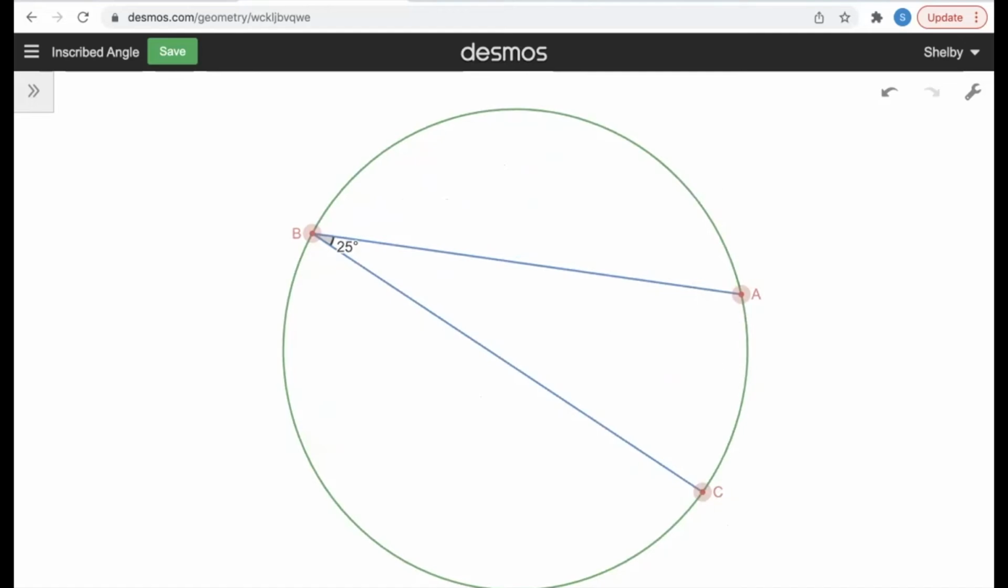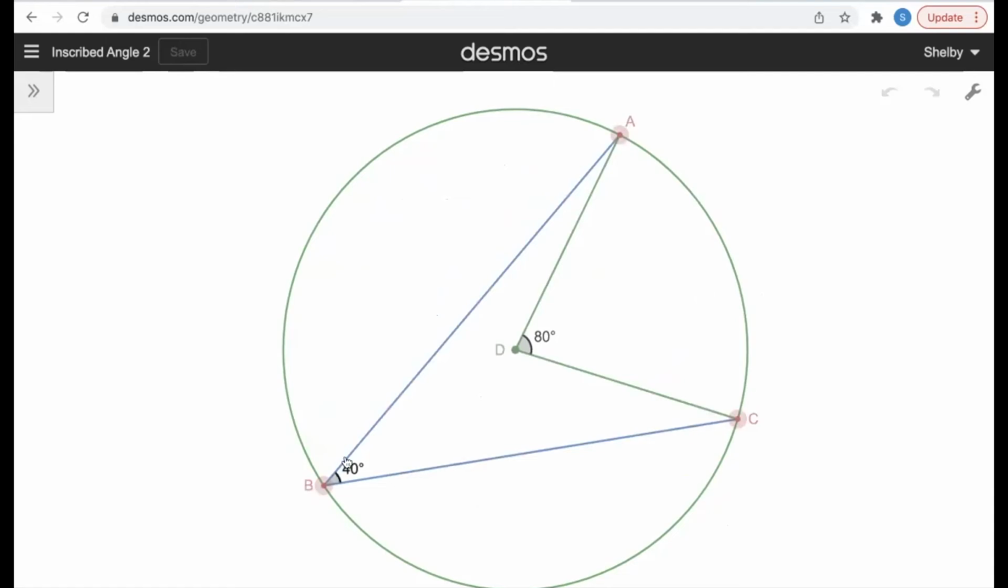And so here, we again have an inscribed angle over here at angle B, but now we're also seeing a central angle that intercepts the same arc. So notice that both of these angles are sort of bounding this same arc.